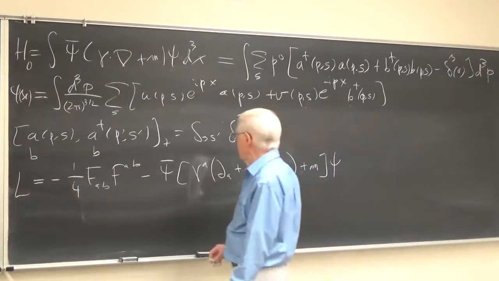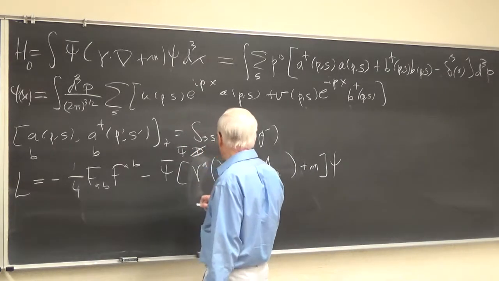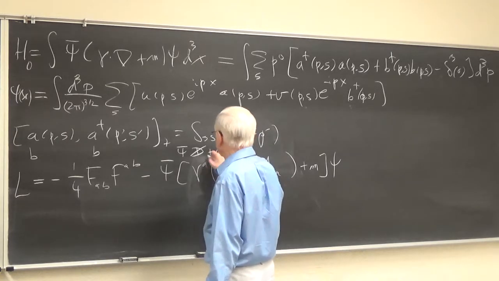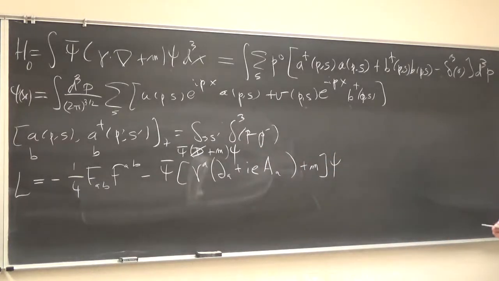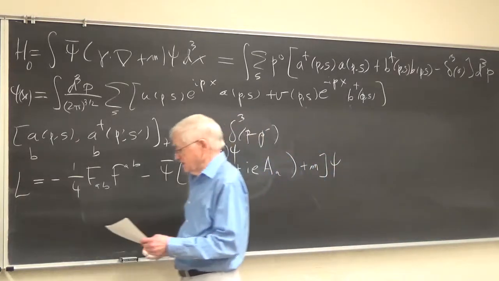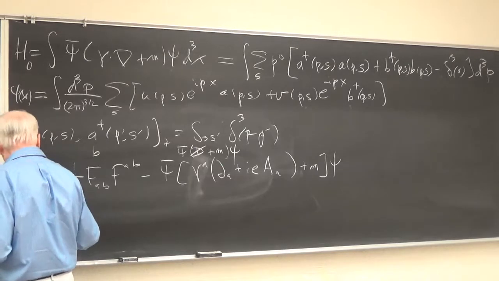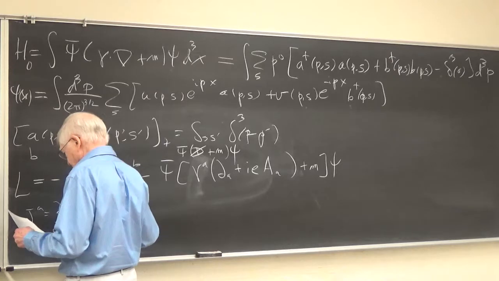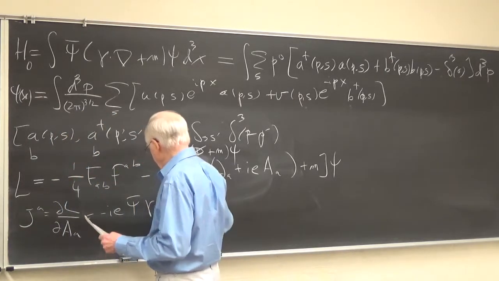And in fact, people often write this as psi bar big D slash plus m psi. So that's the way people sometimes write it. The electric current here, J^A, is the partial of the action density with respect to A lower A, and this is minus IE psi bar gamma A psi.